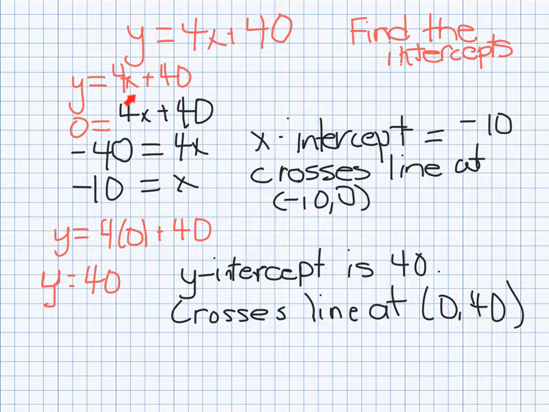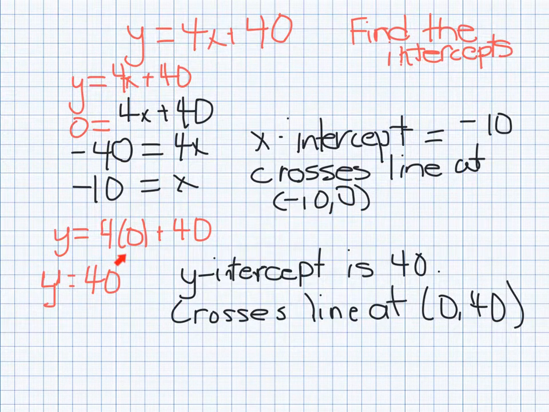Over here we have y equals 4x plus 40. 0 equals 4x plus 40. We subtract 40 from both sides, so then we have negative 40 equals 4x. When we divide by 4, we end up with negative 10 equals x, and so the x-intercept is negative 10, and it's going to cross the line at the point where x is negative 10 and y is 0.